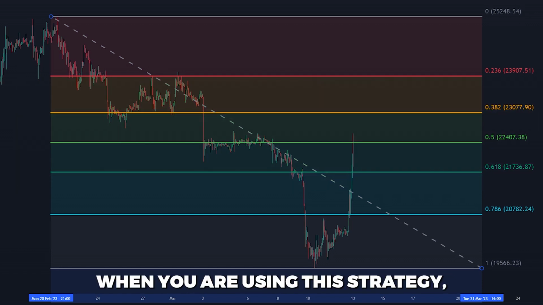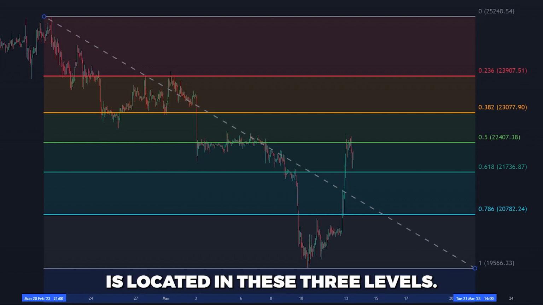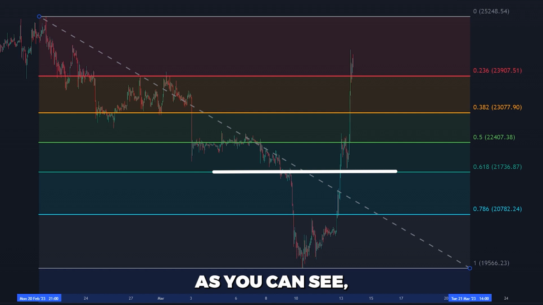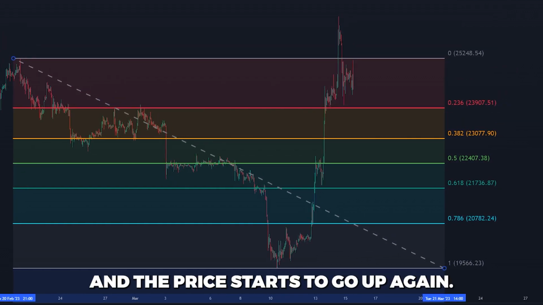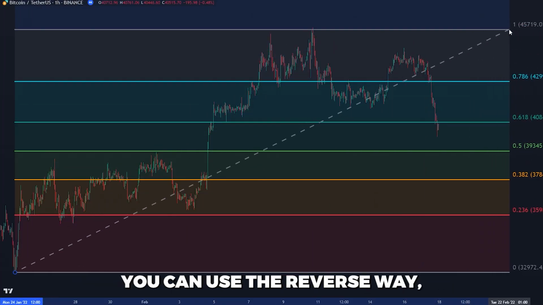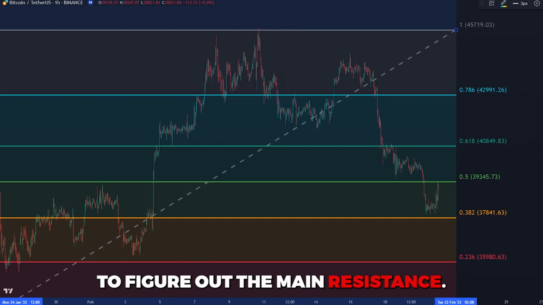For the bull market, when you are using this strategy, you need to find where the main support is located in these 3 levels. As you can see, the 0.618 level shows support with the end of the pullback and the price starts to go up again. For the bear trend, you can use the reverse way, which is checking the low and high and drawing it to figure out the main resistance.